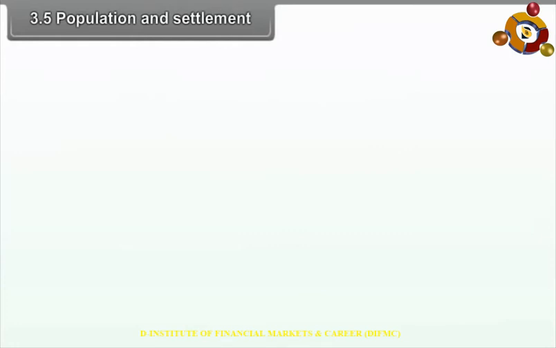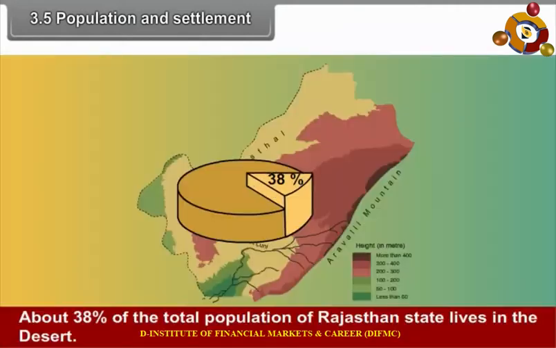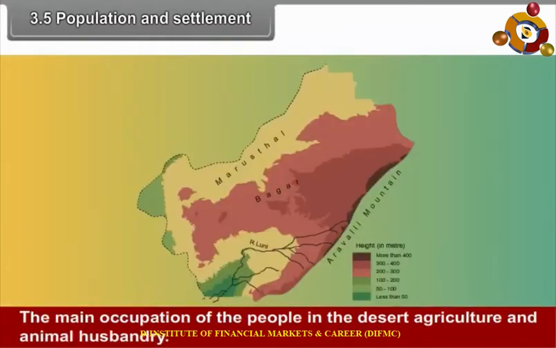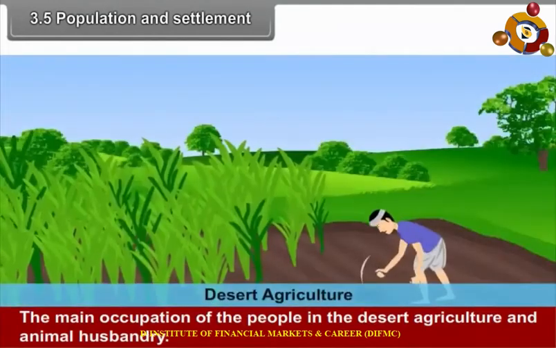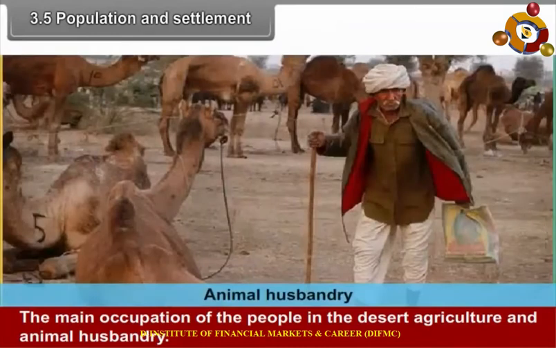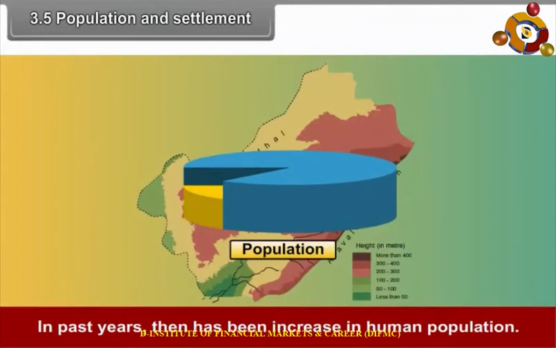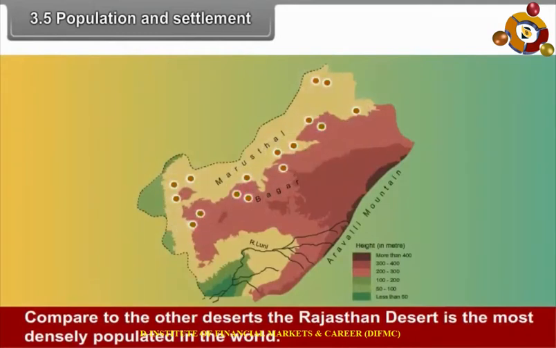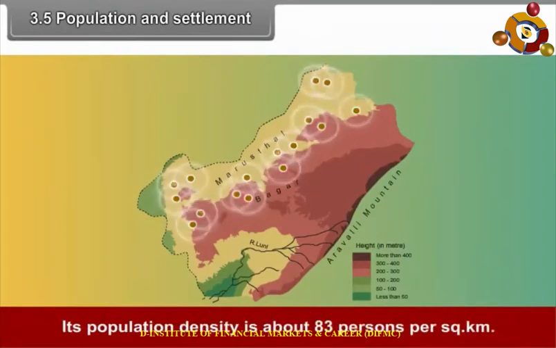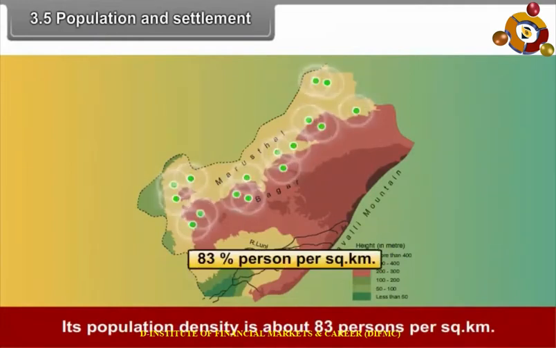3.5 Population and Settlement. About 38% of the total population of Rajasthan state lives in the desert. The main occupation of people in the desert is agriculture and animal husbandry. In past years, there has been an increase in human population. Compared to the other deserts, the Rajasthan desert is the most densely populated in the world. Its population density is about 83 persons per square kilometer.